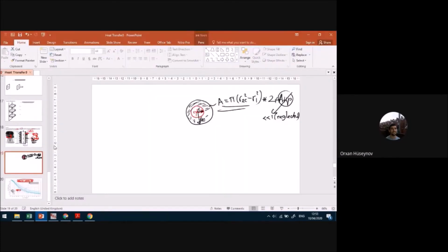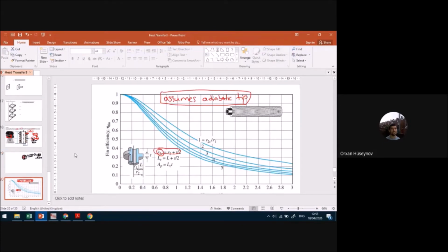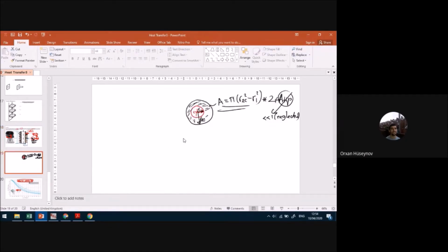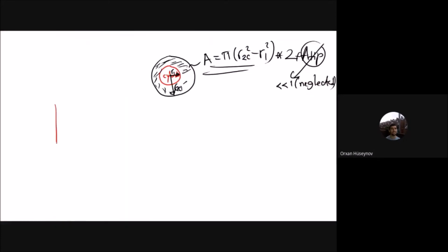Now let's calculate it, and then we should calculate the unfinned area, the areas where we don't have any fin. So let's calculate the unfinned areas. This is the cylinder we have here. This is the cylinder. We have fins here. To calculate the unfinned area, we should subtract the fin thicknesses from the total area. So what will it be?